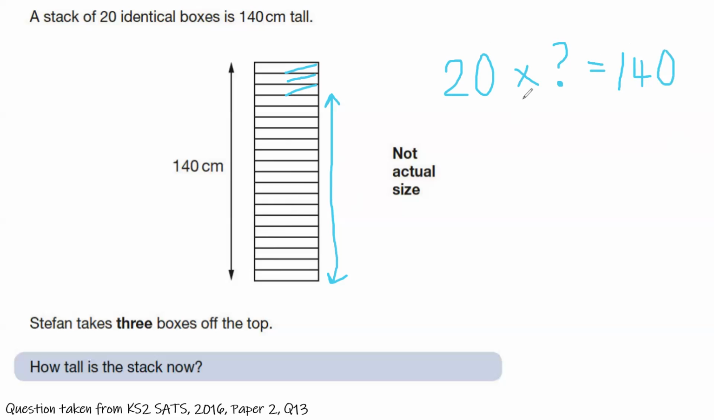Okay, so from this, hopefully you realise that the math that we need to do is we need to turn this sum round. So we're doing 140 divided by, because we're doing the opposite of the multiply that we've put in here. So 140 divided by 20. Now, I don't know about you, but this is a little bit challenging. But we can do a little trick.